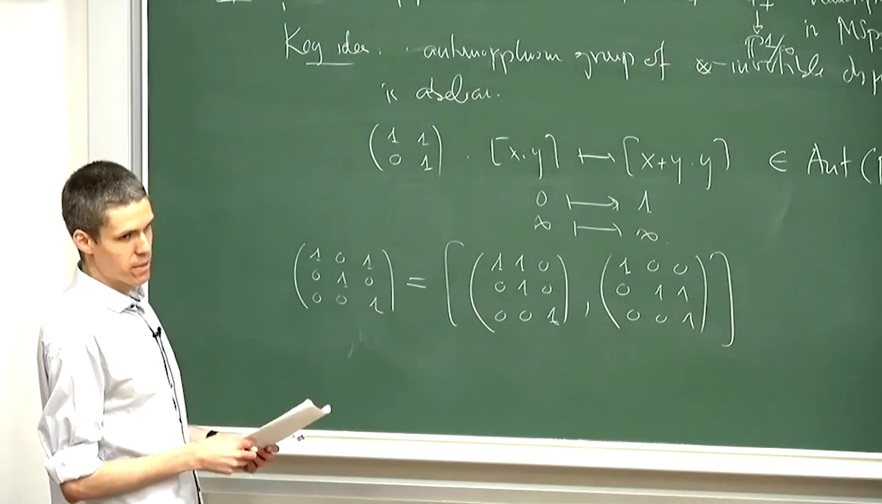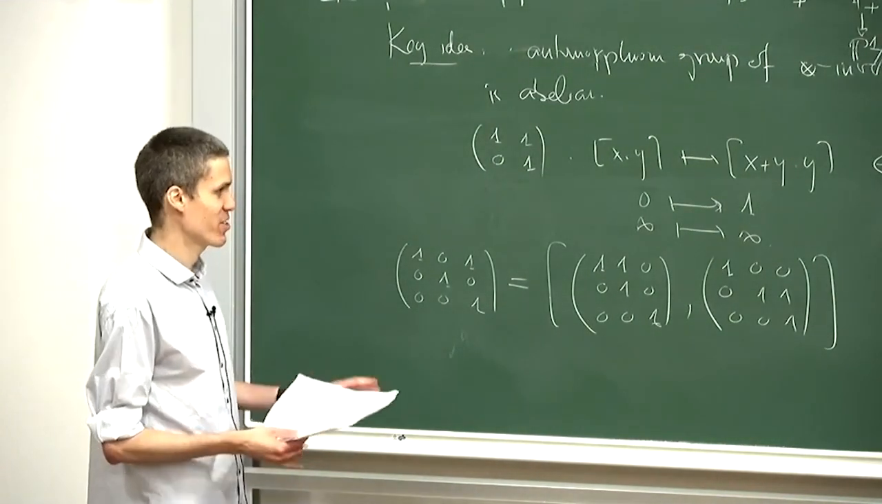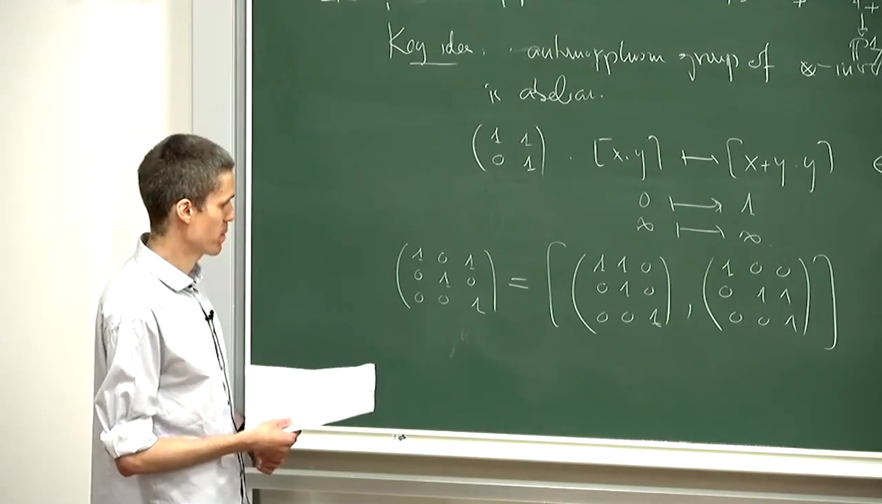Yeah, we didn't use... We don't have to use infinity. We don't have to use that word. Yeah. It's just pi naught of the automorphism groups.